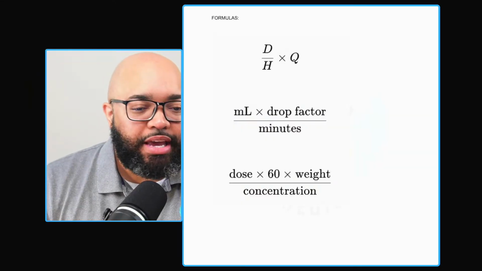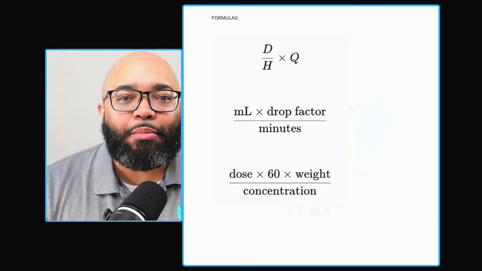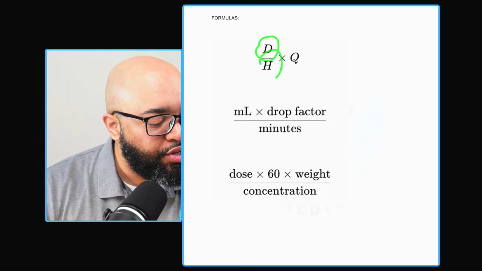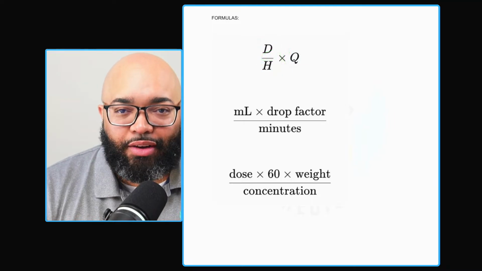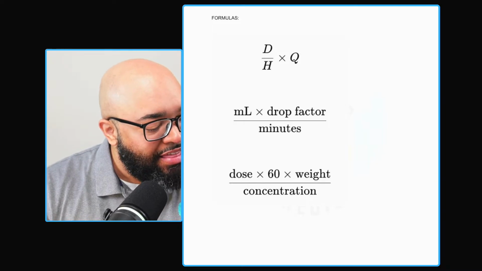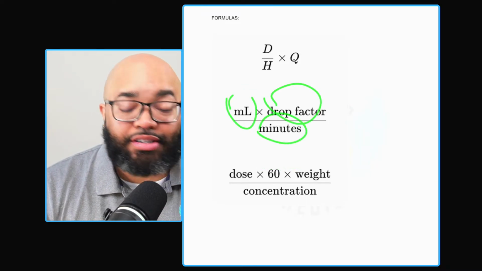Last week, I introduced a whole bunch of formulas to you. Look right here. Here we have dose over hand times quantity, and that's the universal formula as I introduced it last week. Then we have another one: milliliters times drop factor over minutes. That's when you're going to be calculating a drip, for instance, and you're going to be using certain IV tubing.